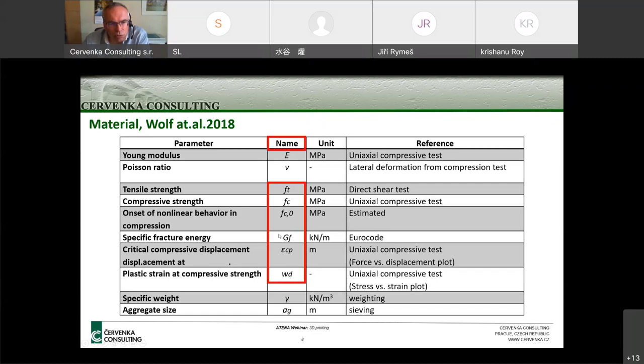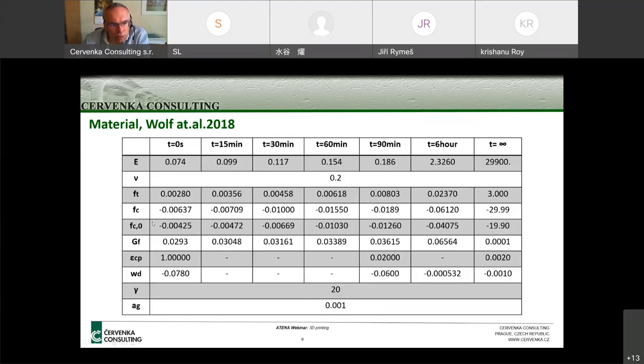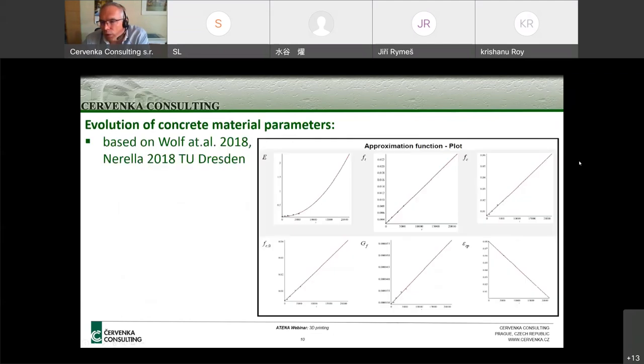So softening in tension is controlled by fracture energy, and in compression we control it by the displacement at which the softening goes all the way to zero. Of course, we could also use some fracture energy in compression, but this is so far not a generally accepted material parameter, so we prefer to use this WD. So we need to know these material laws for these materials. Here we see some values for these material parameters, but maybe better than looking at this table, it is more intuitive to look at them in a graphical way.